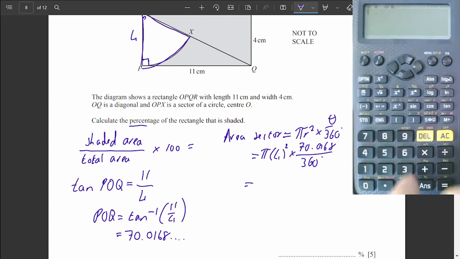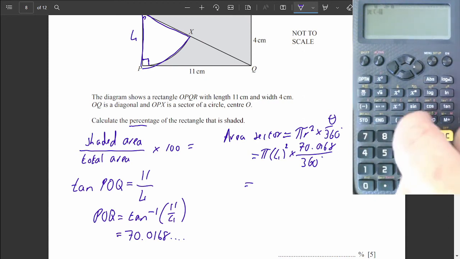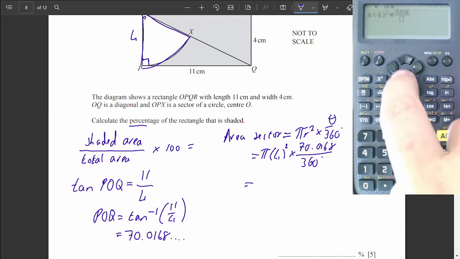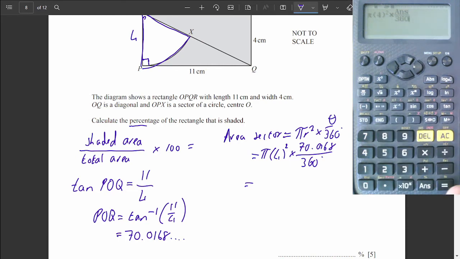So let's put that in. We got pi times 4 squared times the fraction, and pressing answer, it inserts that 70.0168 into my calculator, so my answer is more accurate, divided by 360, and that gives us 9.7762. Make sure it's accurate. This is centimeters squared, it's the area of that sector.